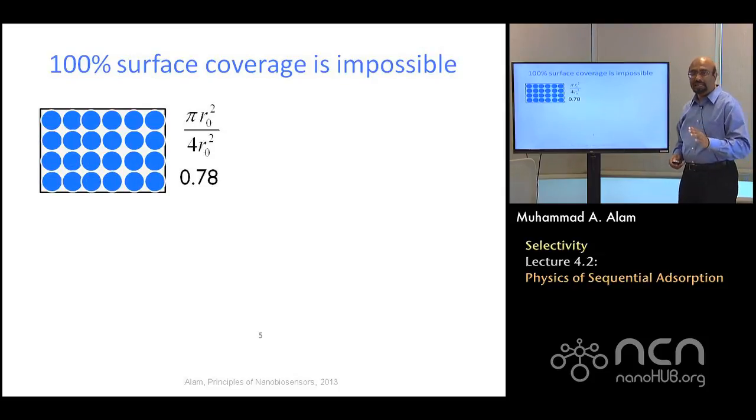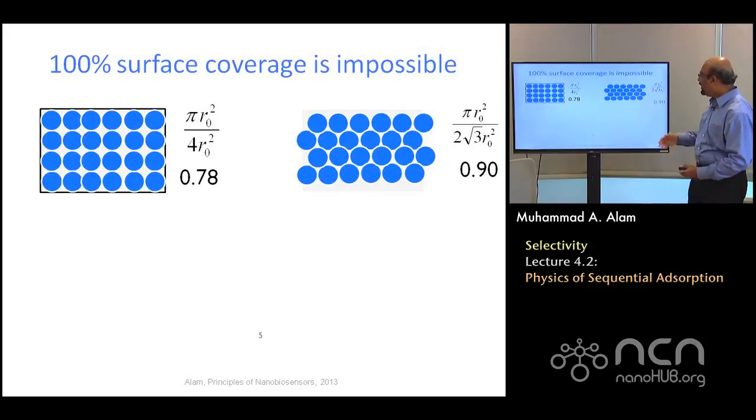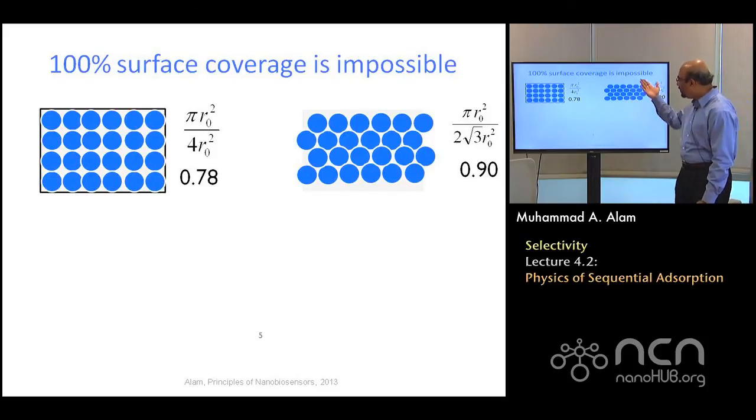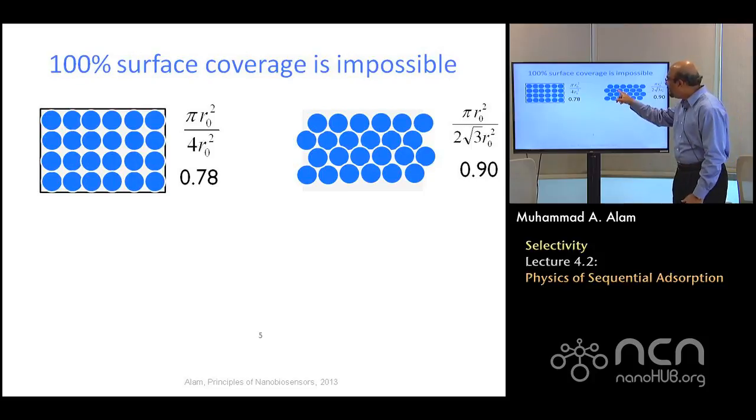Of course, you can immediately say, no, there is a way to do better. How do I do better? Well, if I put it in a sort of hexagonal lattice, then I know you can calculate that approximately 90% of the area is covered, two-dimensional area. We are looking at the top view of a sensor surface, and these blue are the receptor molecules. And there are only about 10% of the area left.